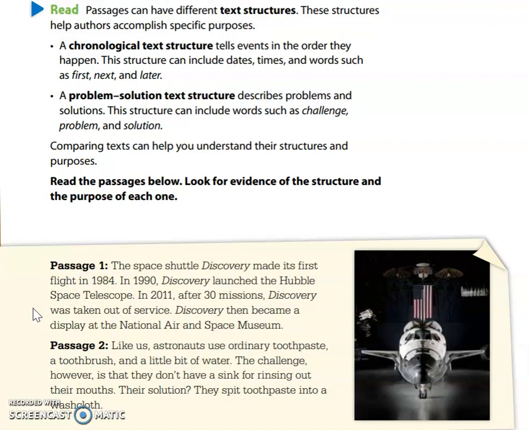I'm then going to look at passage 2 and ask myself the same thing. It talks about astronauts using toothpaste, toothbrush, and a little bit of water so they can brush their teeth. The challenge. I know that from reading my description, it says that problem and solution may include the word challenge. Challenge means that there may be a slight problem or something that I might have to work through. The challenge, what might they have to work through in this passage? They don't have a sink for rinsing out their mouths. What are they going to do? I see the word solution. In my description, it tells me that problem and solution also uses words like problem, solution. What is the solution to their problem of not having a sink? They spit toothpaste into a washcloth. So I am going to say passage 1 is chronological order and passage 2 is problem and solution.